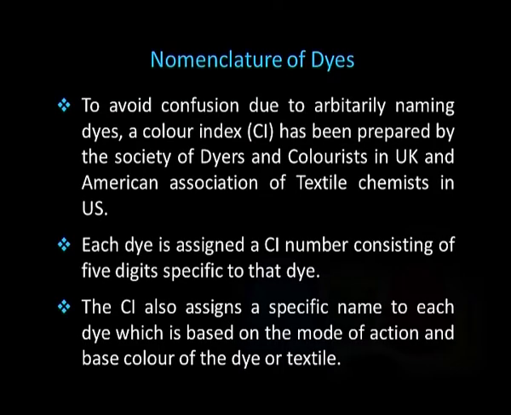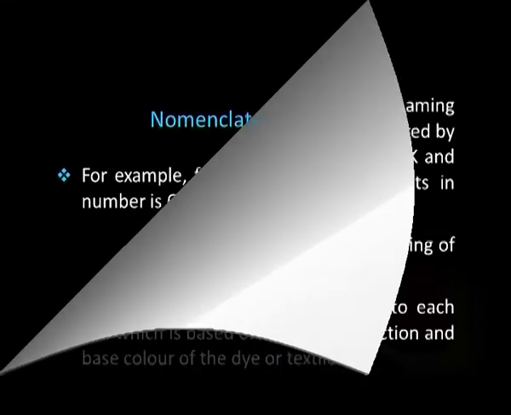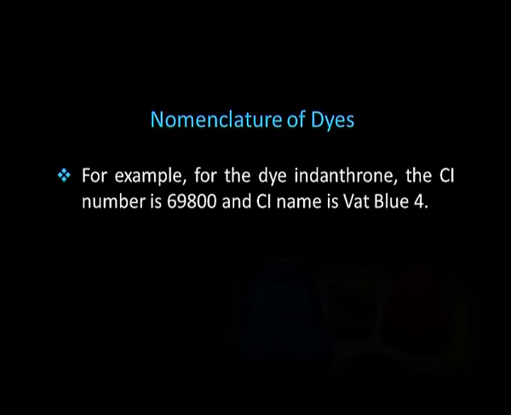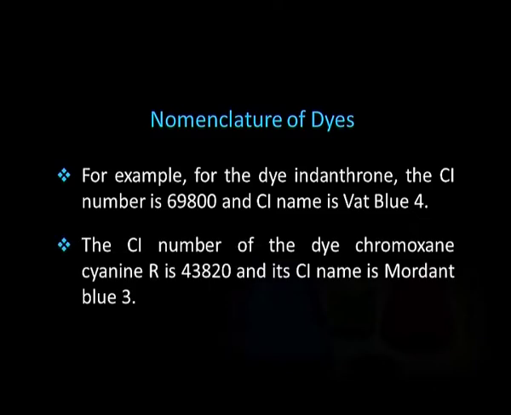The CI also assigns a specific name to each dye, which is based on the mode of action and base color of the dye or textile. For example, for the dye Indanthrene Blue, the CI number is 69800 and the CI name is Vat Blue 4. The CI number of the dye Chromoxane Cyanine R is 43820 and its CI name is Mordant Blue 3.